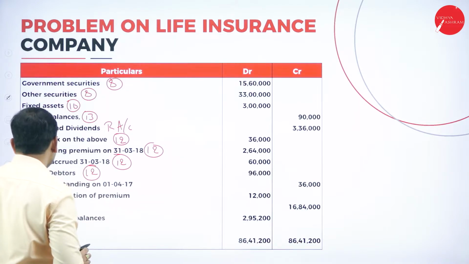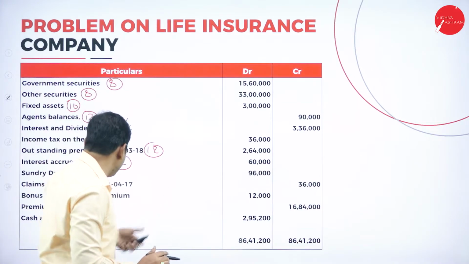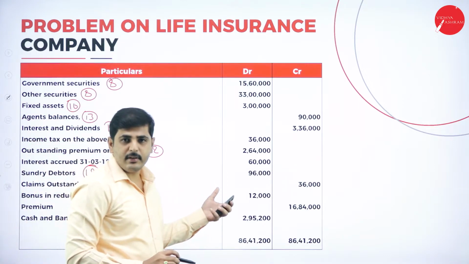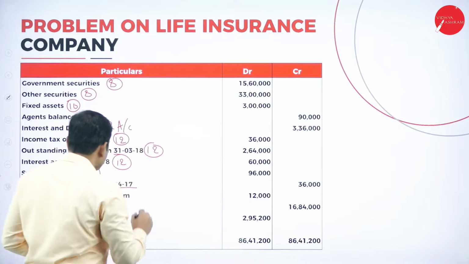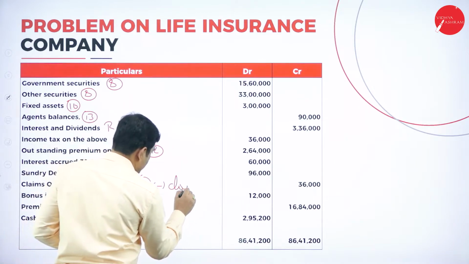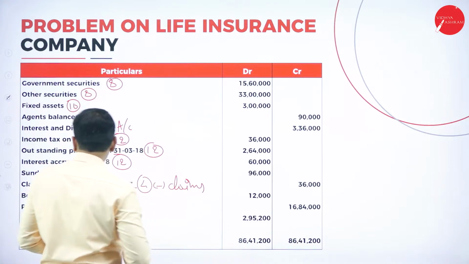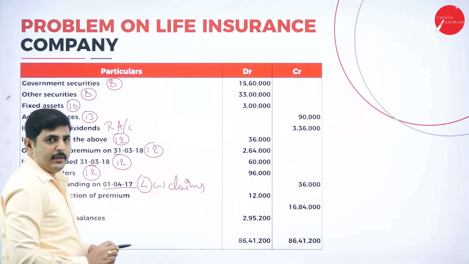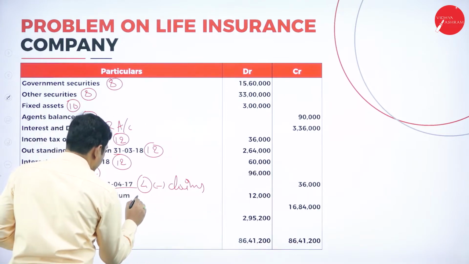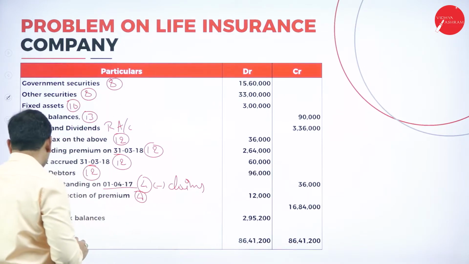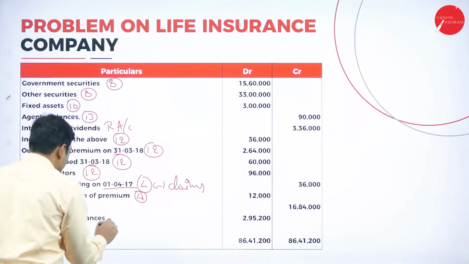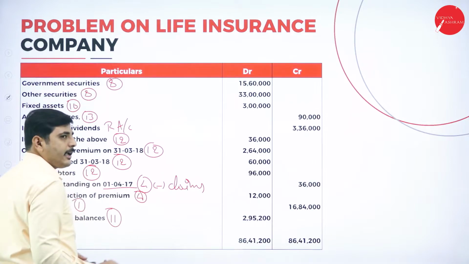Next one, claims outstanding. It is the previous year's claims outstanding. Where do we have to show this? We have to deduct it from claims, schedule number 4. Schedule number 4, minus from claims. Next one, bonus in reduction of premium. We have to show it in add to the bonus, schedule number 4, add to the bonus. Next one, premium, schedule number 1, premium. Cash balance, schedule number 11, cash and bank balance.